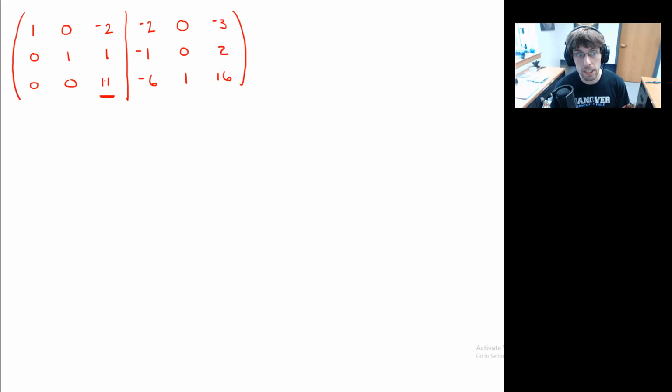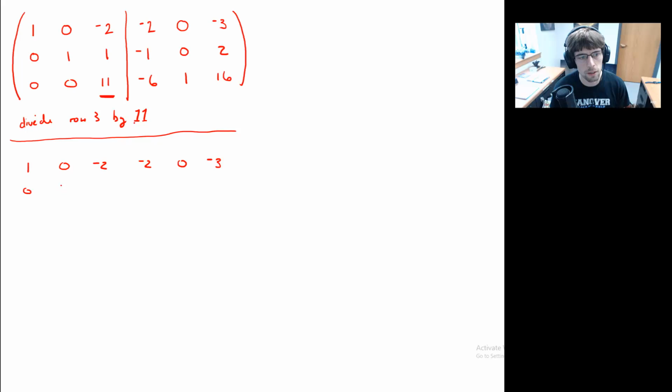Well, we see what we need to do in order to get 1. We have to divide that third row by 11. So divide row 3 by 11. So let's go ahead and do that. Now, this last step is going to be a bugger, right? Ugly numbers, but such is life sometimes. You don't get to choose the numbers. It's what we do with the numbers, right?